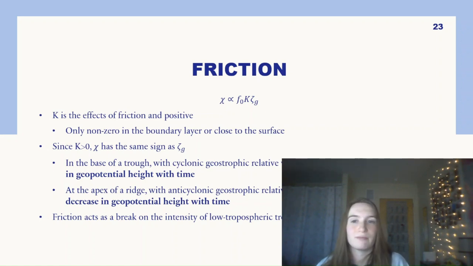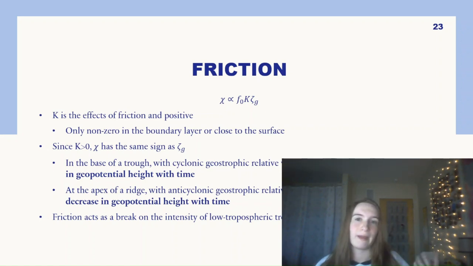relative vorticity. So in the base of a trough where we have cyclonic geostrophic relative vorticity, which is positive relative vorticity, chi is positive, which means we have a local increase in geopotential height with time. At the ridge, we have a local decrease because we have anticyclonic geostrophic relative vorticity, which is a decrease in geopotential height with time.